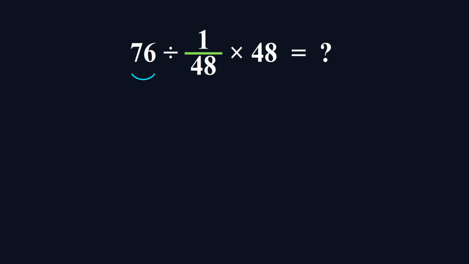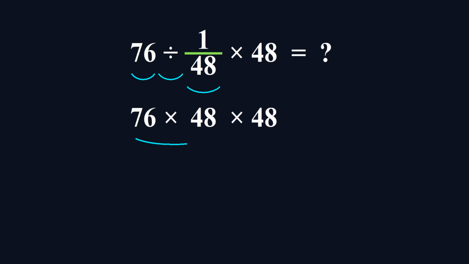76 divided by 1 over 48. To do this division, write down the 76 and change the division to multiplication and flip this fraction to 48 over 1, which gives 48. And here again we have times 48.